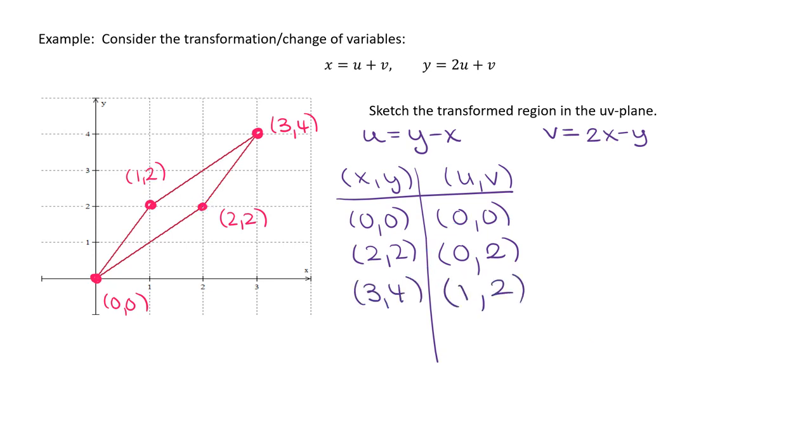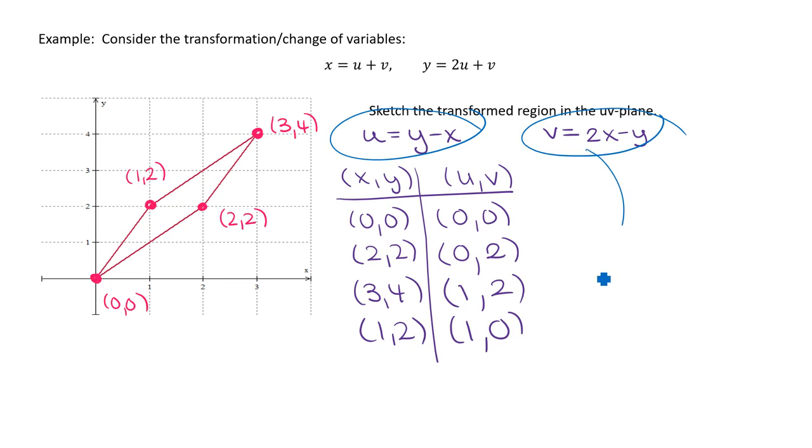And then I'm going to go through and do the same thing with the other points given. So x is 3, y is 4. 4 minus 3 is 1, so u is 1. 2 times 3 is 6, minus 4 is 2. And then finally the point 1, 2, I plug x equal 1, y equal 2 into my uv equations. U is 1, v is 0.